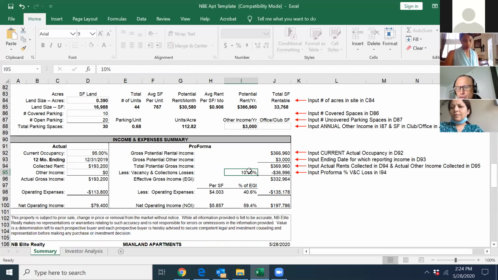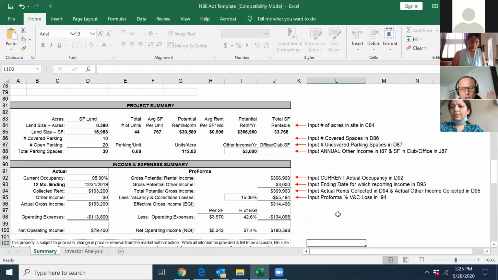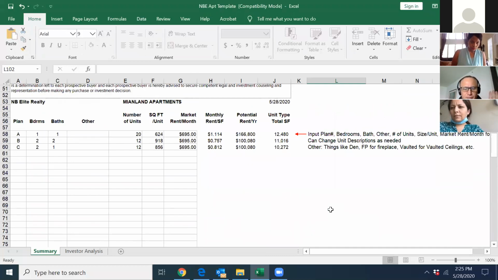So I will put in here to be very aggressive. I think 10% is good, but I'm going to be a little more aggressive. I'm going to put 15% loss. You with me? Yes. Okay, let's look here now.